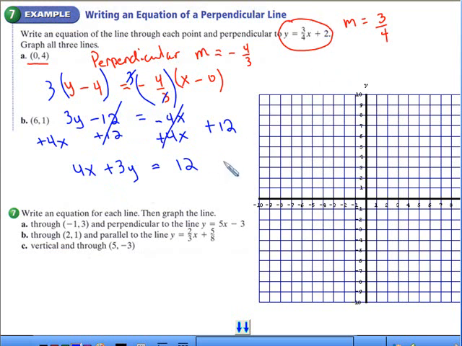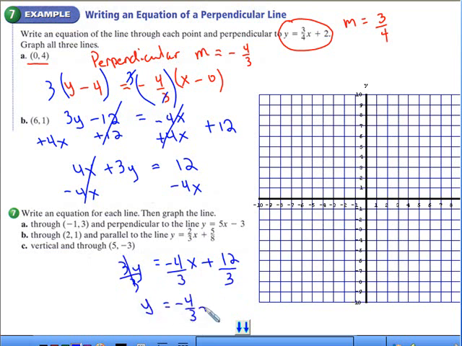If you want to put it in slope-intercept form, you would just do some additional work. You get 3y is equal to negative 4x plus 12, divide everything by 3. So y would equal negative 4 over 3x plus 4. Depending on if they want the answer in standard form or in slope-intercept form, just do some additional work if they want it in slope-intercept form.